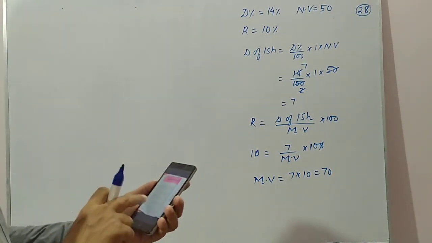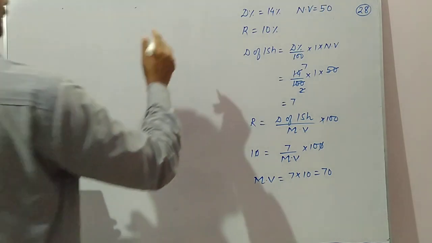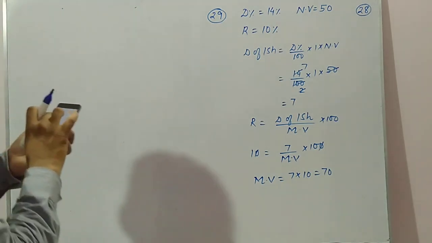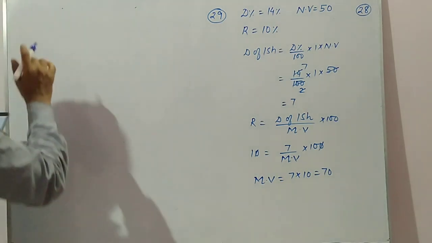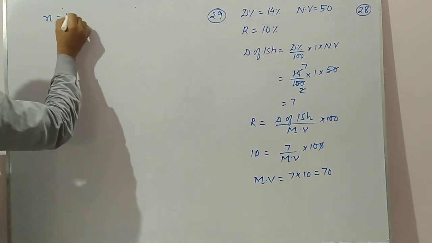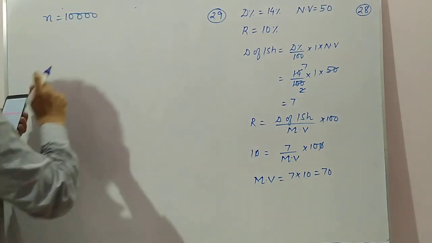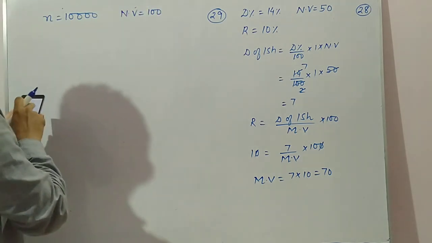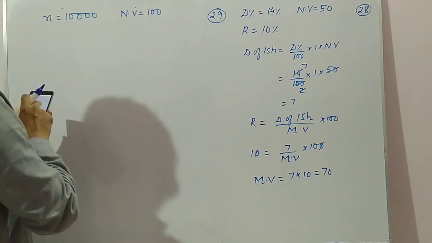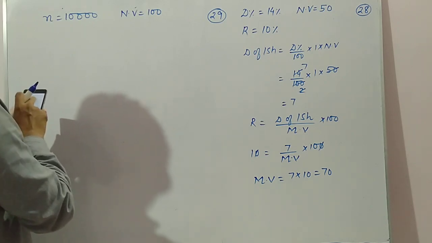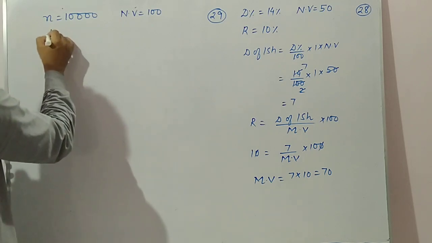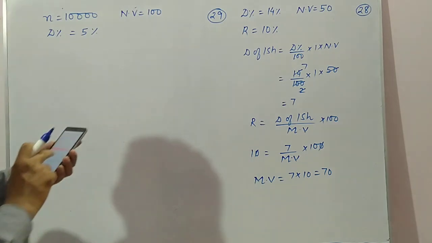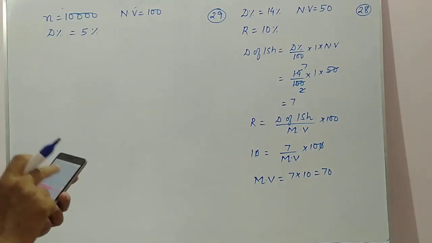Okay, next. Question number 29. In question number 29, it is given that a company has 10,000 shares. Number of shares, that is 10,000 of 100 each. Nominal value 100 each. Declares annual dividend of 5%. Dividend percent, that is 5%.